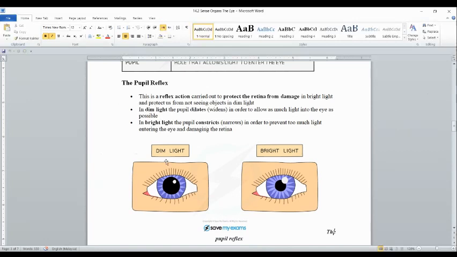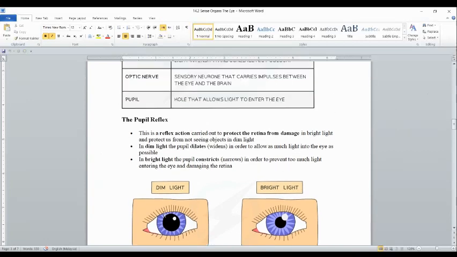In a dim light, the pupil dilates. Never forget, dilation means to open up, to become widened, the width increases. In bright light, it decreases so that less light passes into your eye, because otherwise, if it stayed the same size, the amount of light entering your eye would damage the light sensitive cells. So sometimes there is constriction, and sometimes dilation.